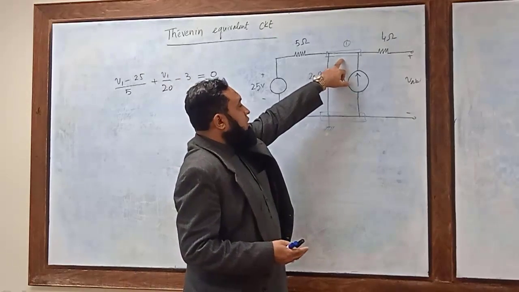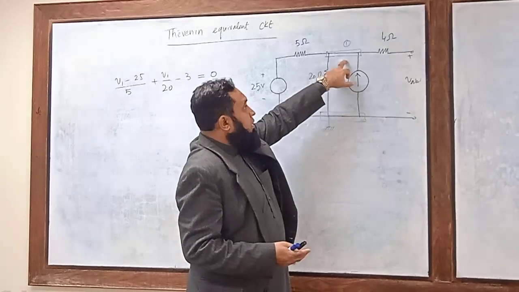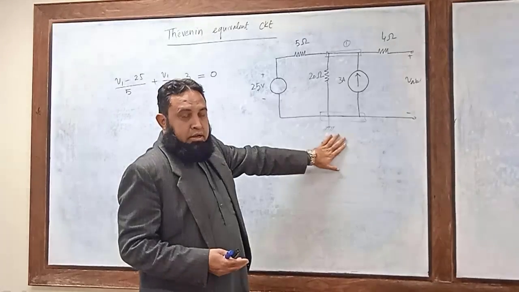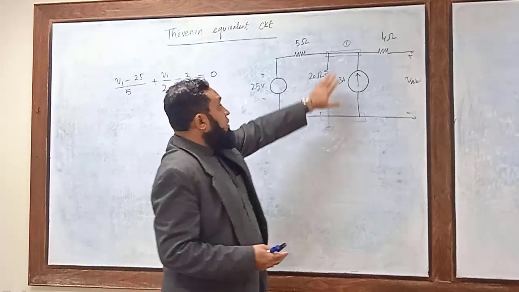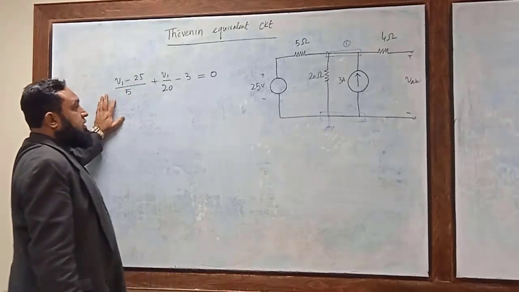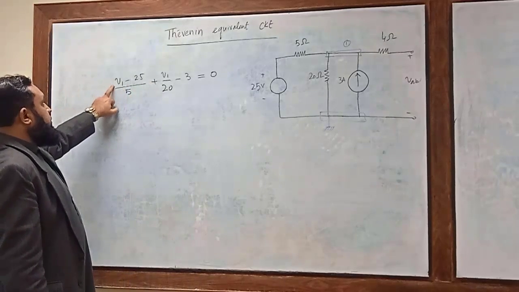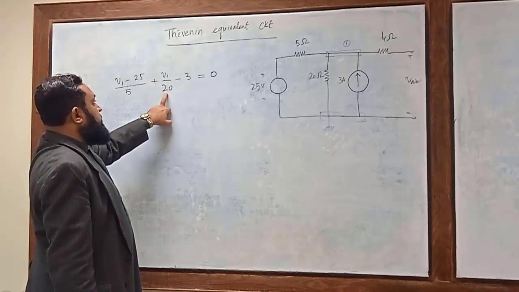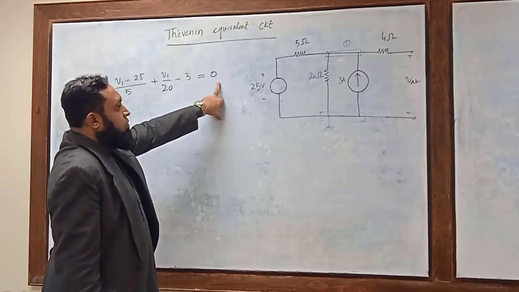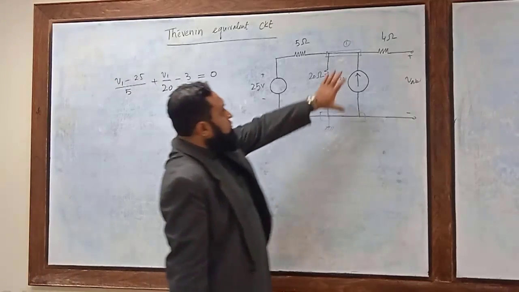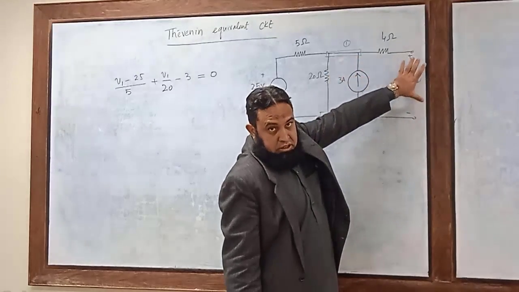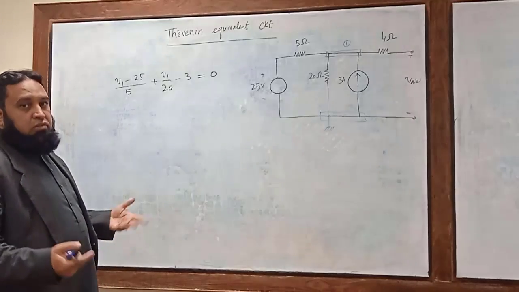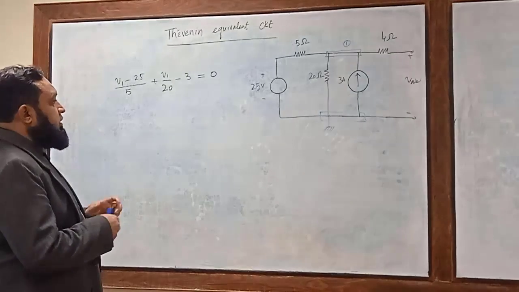We label the essential nodes, essential node 1 and 2. This node 2 is considered the reference node. Writing the equation for node 1, we can write (V1 minus 25) divided by 5 plus V1 divided by 20 minus 30 equal to 0. This V1 will be equal to VAB, because VAB is open circuit. So if we find V1, we will have the Thevenin voltage.